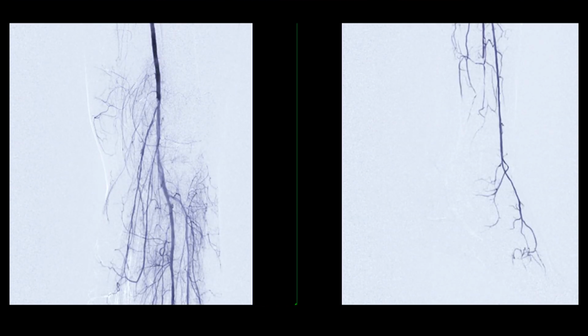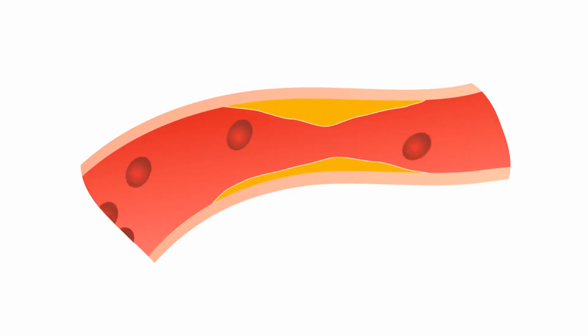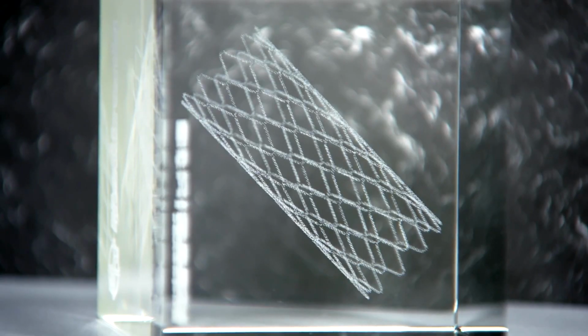Once the exact location of the blockage is identified, a smaller catheter with a deflated balloon at its tip is advanced to the site. The balloon is then inflated, exerting pressure against the plaque buildup and expanding the narrowed artery to restore proper blood flow. In some cases, a stent, a tiny expandable mesh tube, is placed at the site of the blockage to help prop the artery open and prevent it from collapsing again.